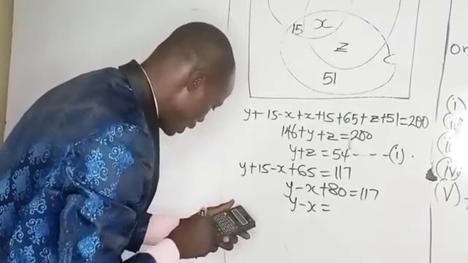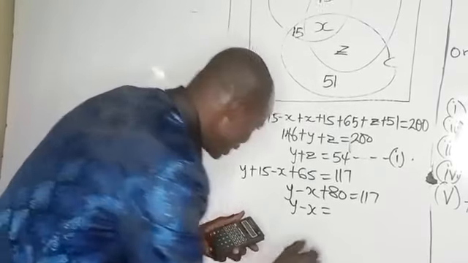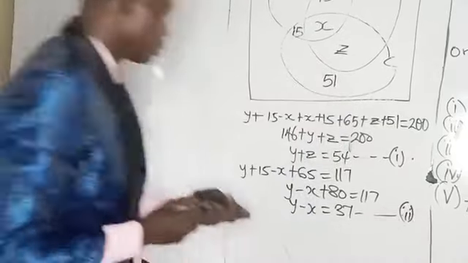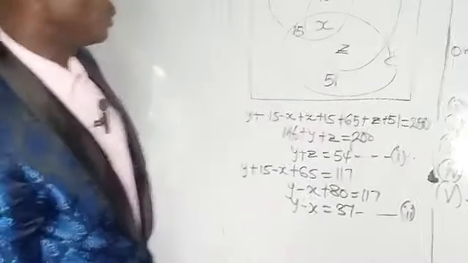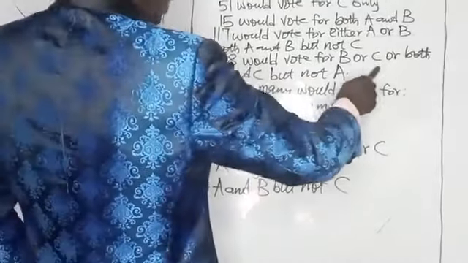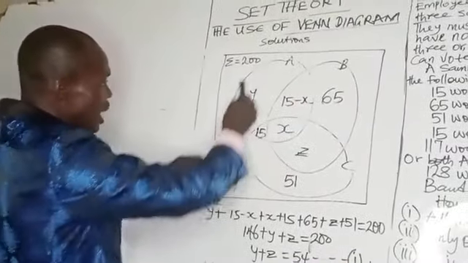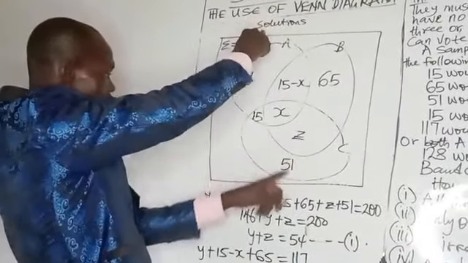117 minus 80. So you'll be left with 37. That is equation 2. Back to the question. You were told 128 will vote for B or C, or both B and C, but not A. B or C, but not A. Cut away A. If you remove A, you are left with 65, Z, and 51.